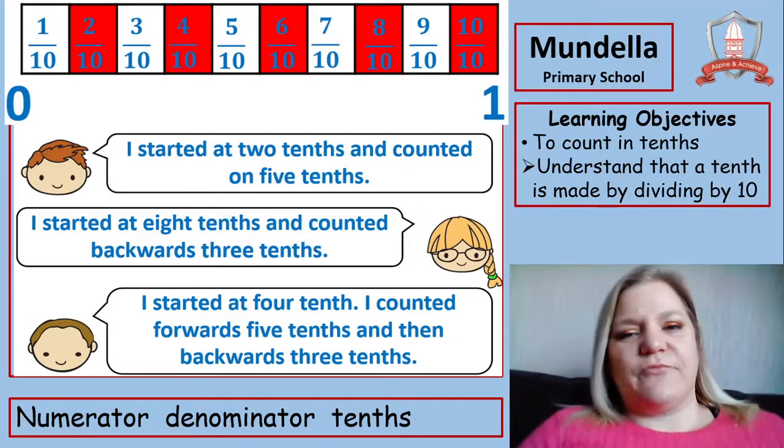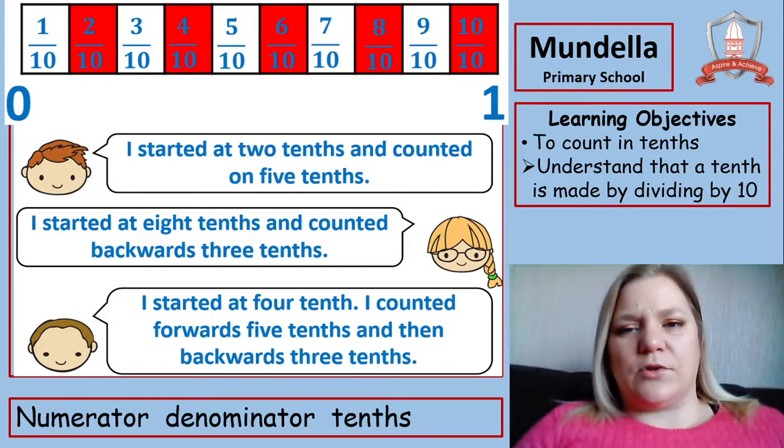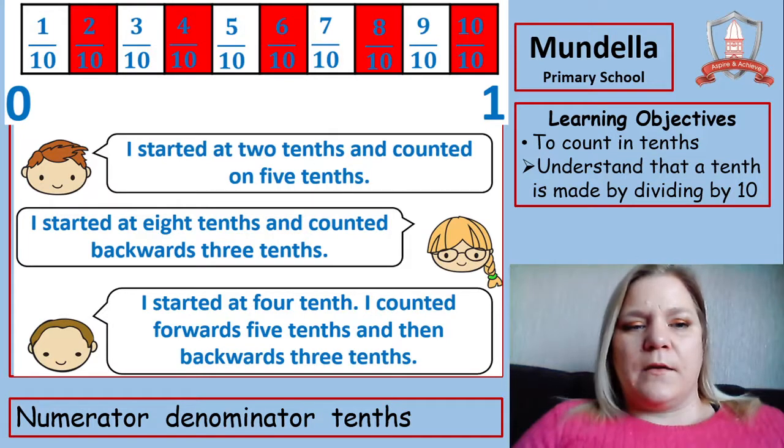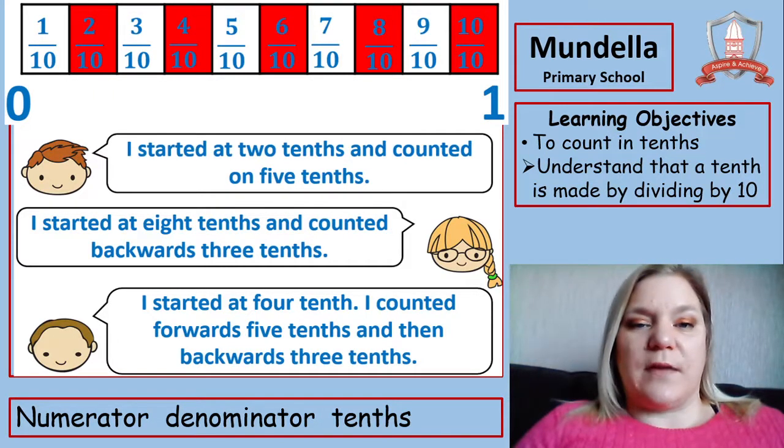Let's have a look at some reasoning together. So I've put a counting stick at the top here just to help you, and you can see it goes from 0 to 1. So the boy says, I started at 2/10 and counted on 5/10. So you will need to work out where to start, 2/10, and then do 5 jumps along the number line, and you end up on 7/10.